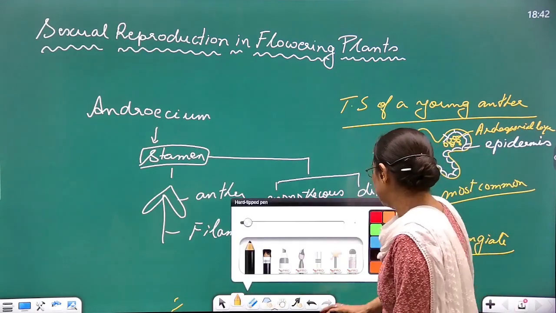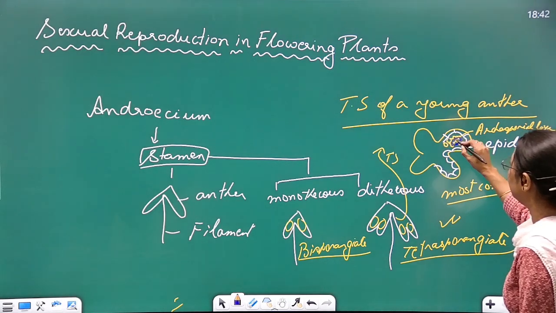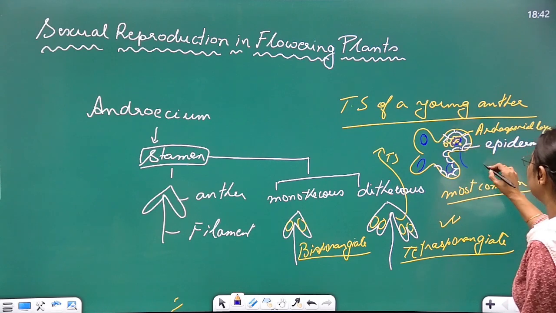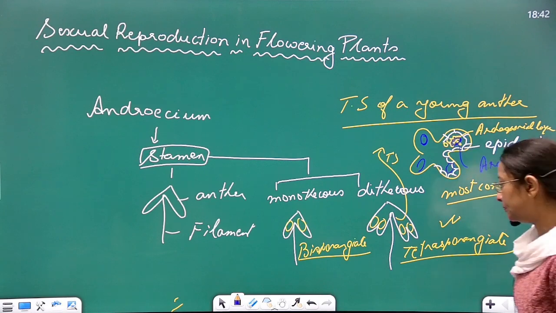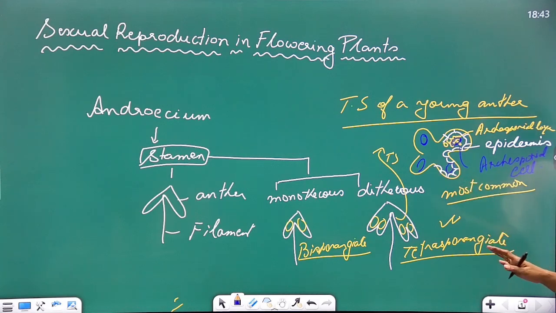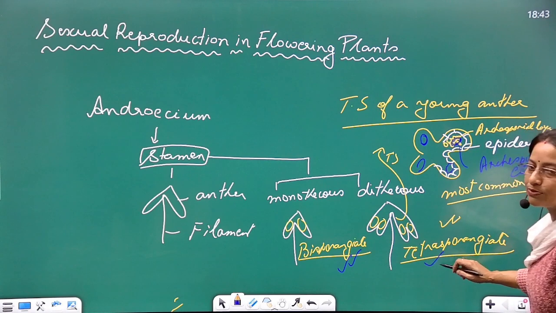So if you look here, one of the cells will become big. Similarly here, here, and here. And this would be called the archesporial cell, right? So we are discussing this idea, right? You need to remember these words, bisporangiate, tetrasporangiate, etc.